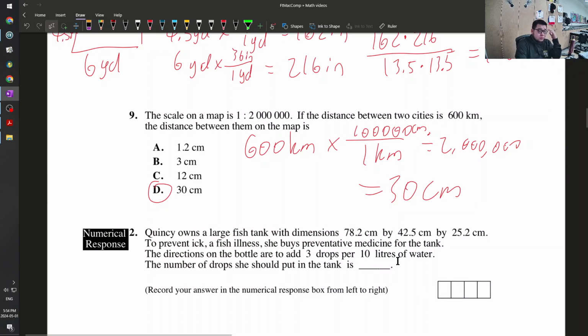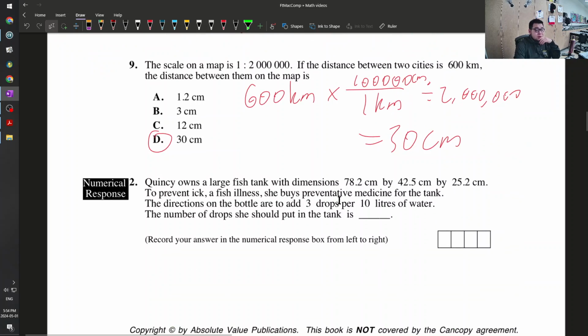Numerical response 2. Quincy owns a large fish tank. Here are the dimensions. To prevent ick, a fish illness, she buys preventive medicine for the tank. The directions are 3 drops per 10 liters. How many drops are in the tank? So find the volume of the tank first. The volume is equal to 78.2 times 42.5 times 25.2.